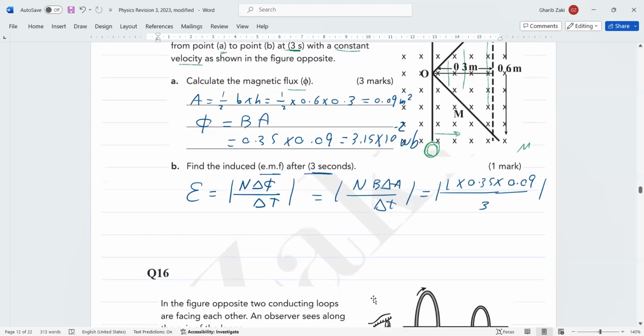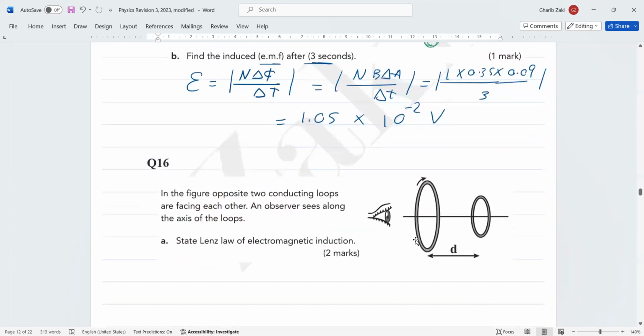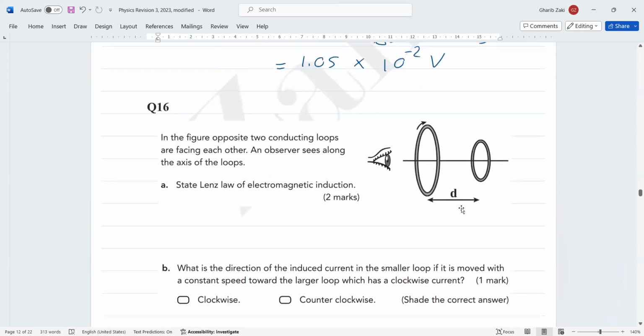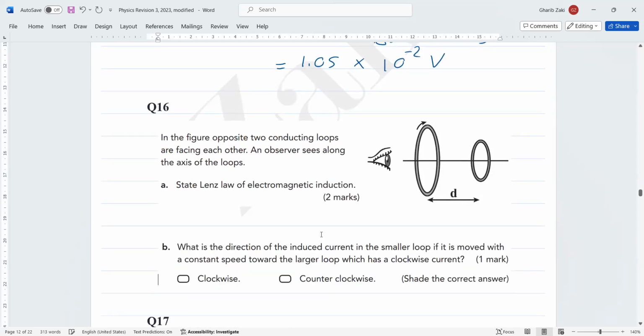Then the answer here is 1.05 multiplied by 10 to the power negative 2 volt. Next question. He said the state length law, we stated at the beginning of the lesson. We don't need to write it again.